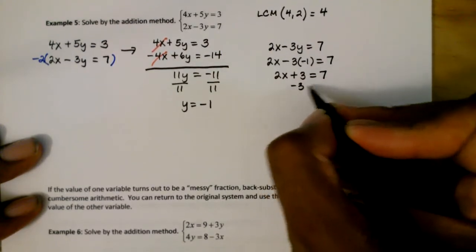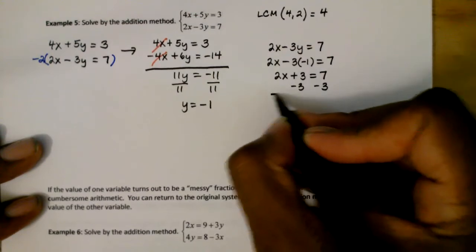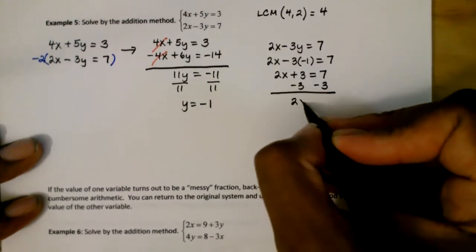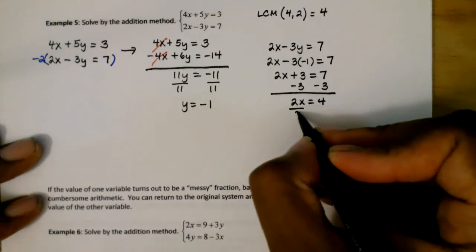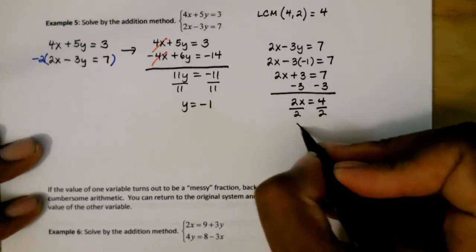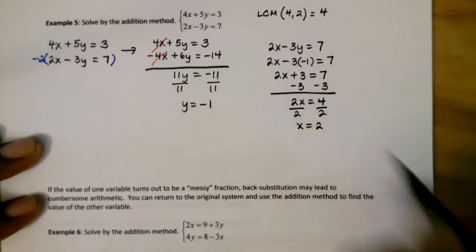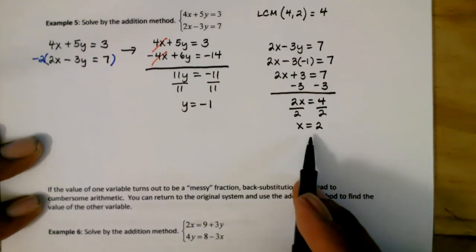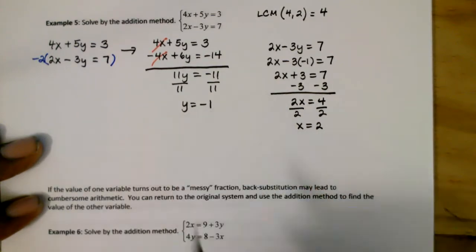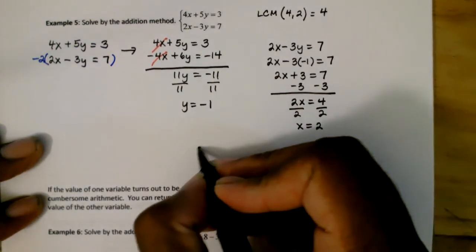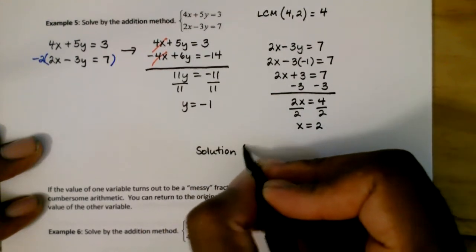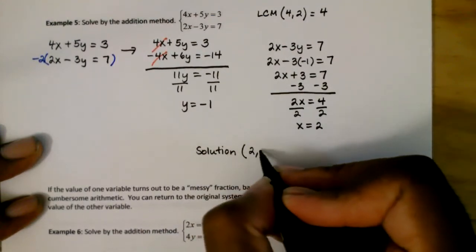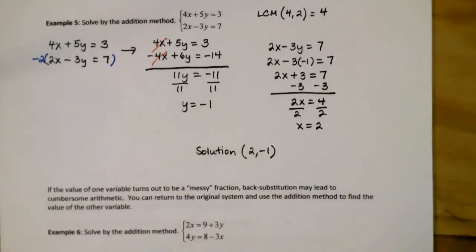And then to get the 2x by itself, we subtract 3 on both sides. You'll get 2x equals 4. And then finally divide both sides by 2 to solve for x. So x is equal to 2. So as you can see here, x is equal to 2 and y is equal to -1. That's the ordered pair for this solution to the system of linear equations. It's the ordered pair (2, -1).